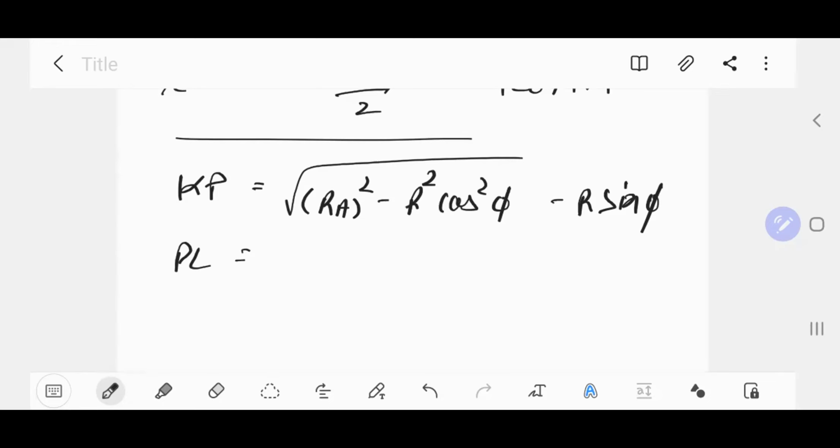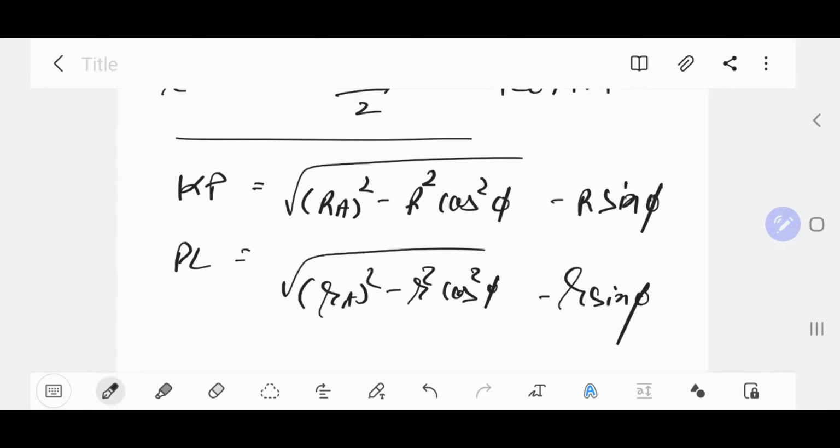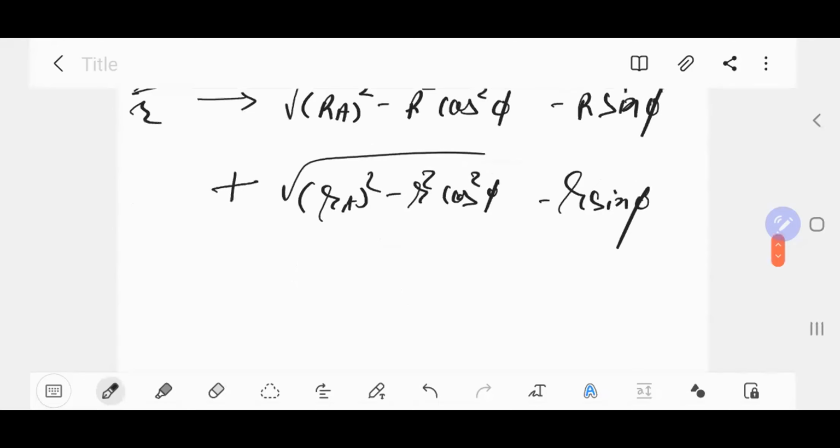And here again it's under root of small ra square minus r square cos square phi, minus r sine phi. This is the equation we have. But if we want the final equation, that is the length of path of contact, then that means this term plus this term, KP plus PL, so we have the KL. So do we have the KL? KL is given in this question? No, KL is not there.